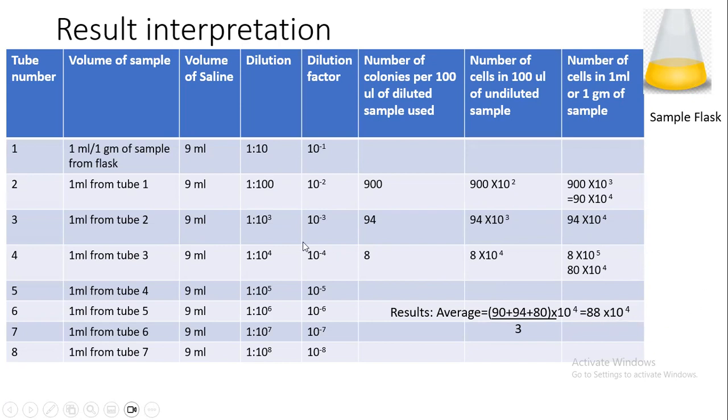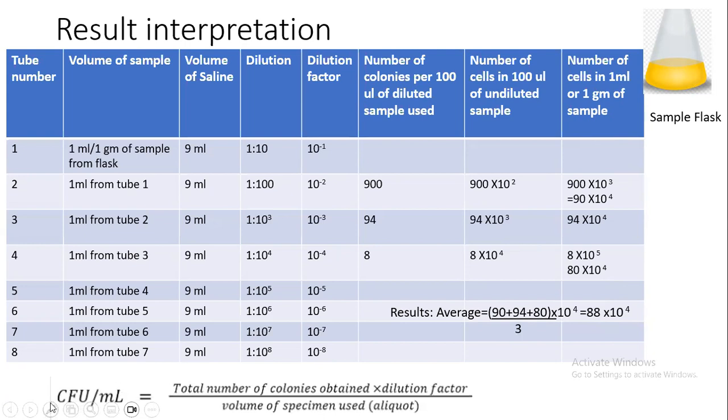So in this way, we can find out or interpret our results to determine how many microorganisms are present in the undiluted liquid sample, or in case you are using a solid sample, then the answer is going to be this many cells per gram of the sample. We can also calculate the colony forming units or the number of bacteria per ml using the formula, that is total number of colonies obtained multiplied by dilution factor divided by volume of the specimen that is used.